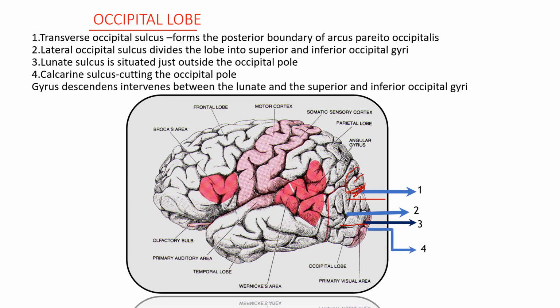The calcarine sulcus is the sulcus which cuts into the occipital pole from the medial surface. The gyrus descendens intervenes between the lunate sulcus and the superior and inferior occipital gyri. So in this occipital lobe we have seen the transverse occipital sulcus, lateral occipital sulcus, lunate sulcus and calcarine sulcus. Among the gyri we have the arcus parieto-occipitalis, the superior and inferior occipital gyri, then the gyrus descendens. So we have completed the sulci and gyri on the four lobes of the cerebral hemispheres.